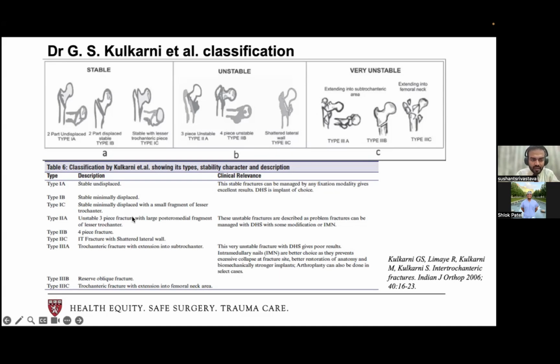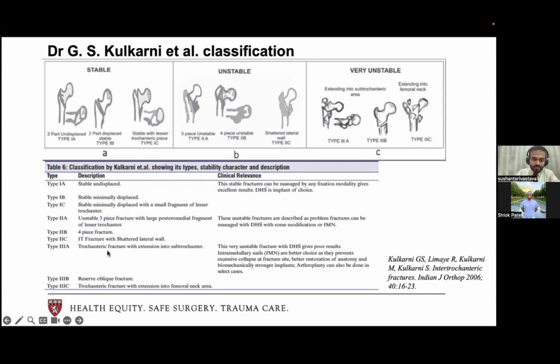Type 2, A, B and C. Now 2A is an unstable 3-piece fracture, 2B is a 4-piece fracture and 2C is an IT fracture with a shattered lateral wall. These unstable fractures are defined as the problem fractures by the group and they can be managed with DHS with some modification or an intramedullary nail.